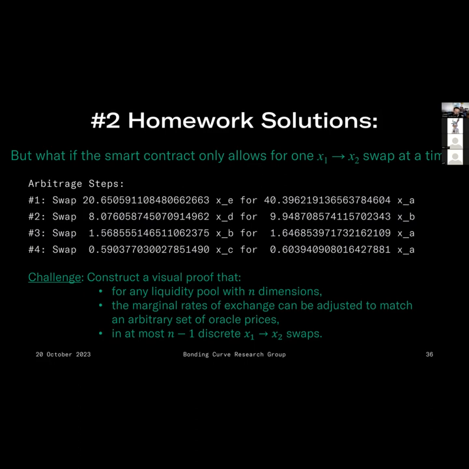So as a sort of food for thought, just a special challenge if you want to do it: construct a visual proof that for any liquidity pool with n dimensions, there exists a state where all of the marginal rates agree with the oracle price, and that state can be reached in at most n-1 discrete token to token swaps. If you start to wrestle with it, it's not too difficult to achieve. There is a very nice visual proof for this.